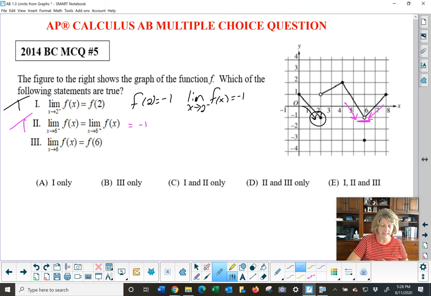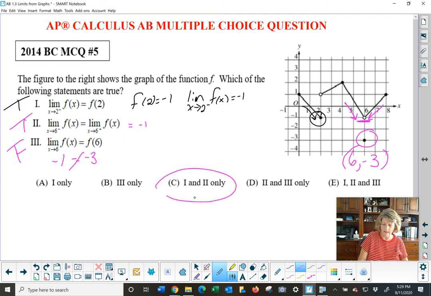Okay, the limit as x approaches 6 is equal to the actual coordinate point when I have 6 plugged in. So here's 6 comma -3. That doesn't work, does it? The limit would have been -1, but the point is 6, -3. That is not equal. This is false. So I would have to go and see C. C is the answer, 1 and 2.